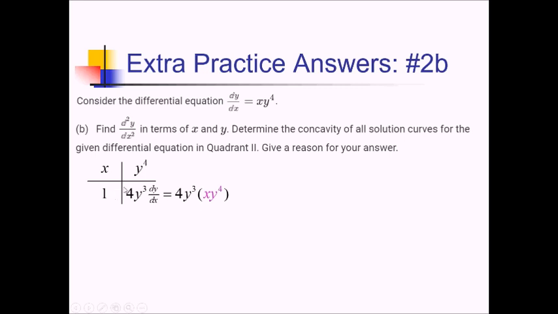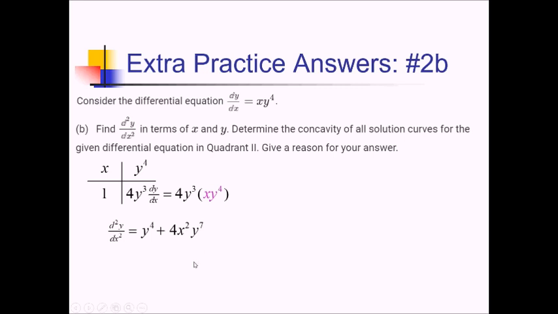All right, now using the ribbon to multiply all this out, I can say my second derivative equals y to the fourth plus, and now we have x times this stuff here. So that's going to be a 4, an x squared, and a y to the seventh, just using some exponent rules. And that'll just about do it for the second derivative portion of the problem. But now they want us to find the concavity of all solution curves for the given differential equation in quadrant 2. Well, what do we know about quadrant 2?